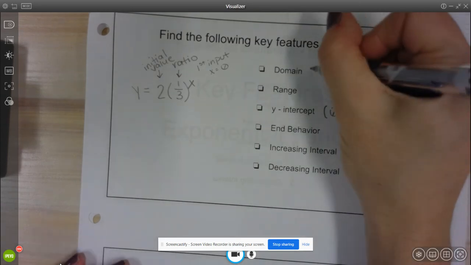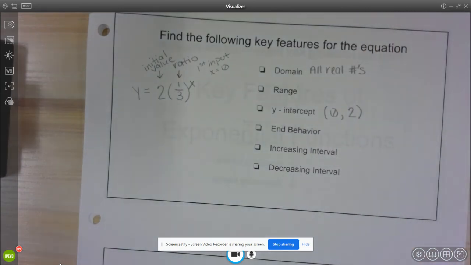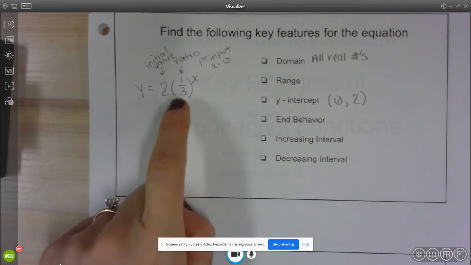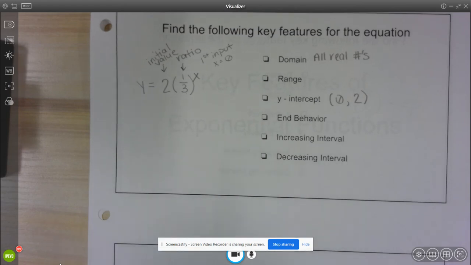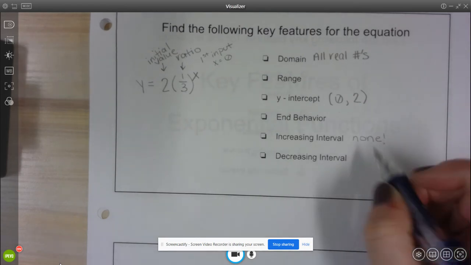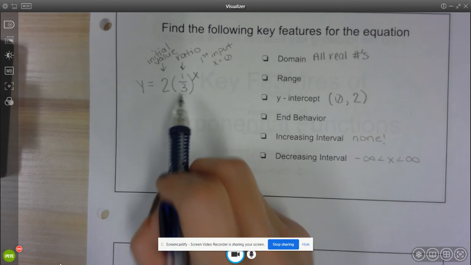I've got a domain of all real numbers again, because every x value we could ever think of is going to work. Now I have to think about what's happening with this ratio. And I do have a graph that we'll look at here in just a minute. If it's 1/3, that means as I'm moving down my table, I'm always dividing by 3. So my numbers in my table are going to get smaller and smaller and smaller. That means I'm not going to have an increasing interval this time, and it's always going to be decreasing because of this number right here. This is the one we were looking at.